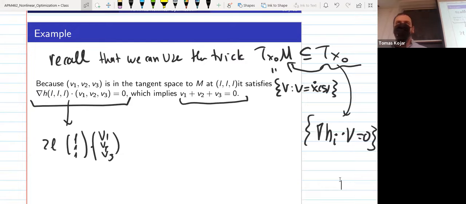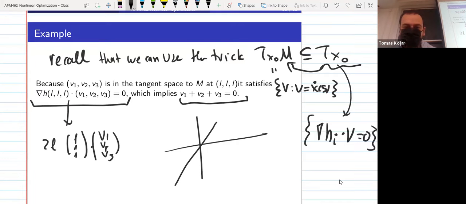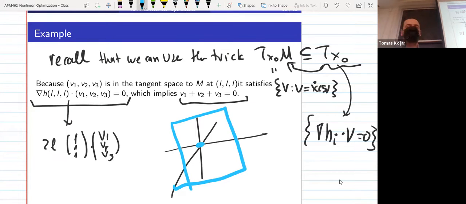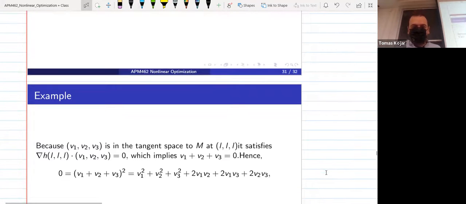Good. It's a hyperplane that crosses the origin, because when they're all 0, they're 0. So I will put my, okay, let me do this right. It will be some plane that hits 0. Okay, good. That's fun. All right, what else?